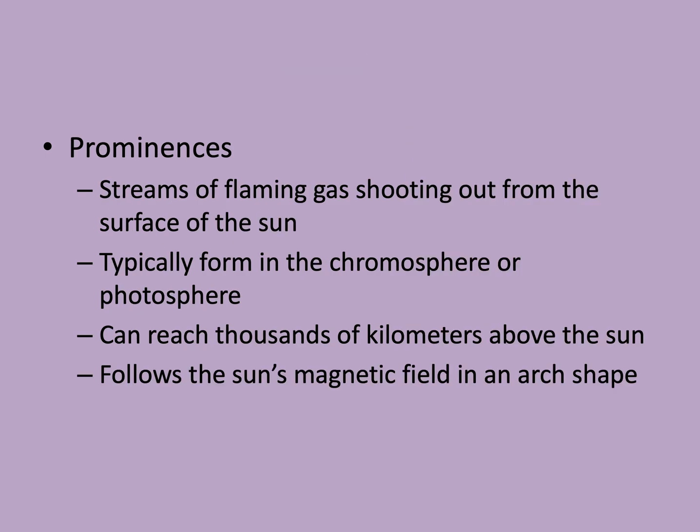A prominence. This is a stream of flaming gas that shoots out from the surface of the sun. Typically, they form in the chromosphere, or sometimes the photosphere. They can reach thousands of kilometers above the sun, and they're going to follow the sun's magnetic field in an arc shape.